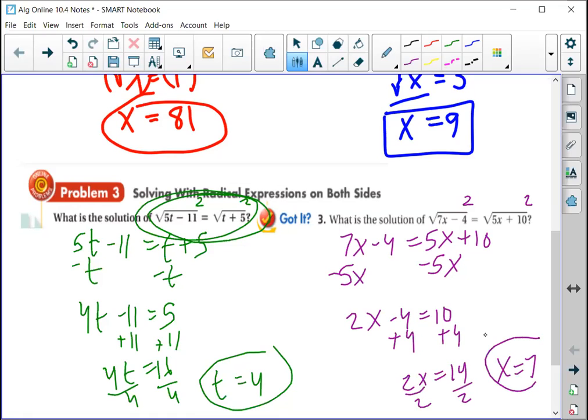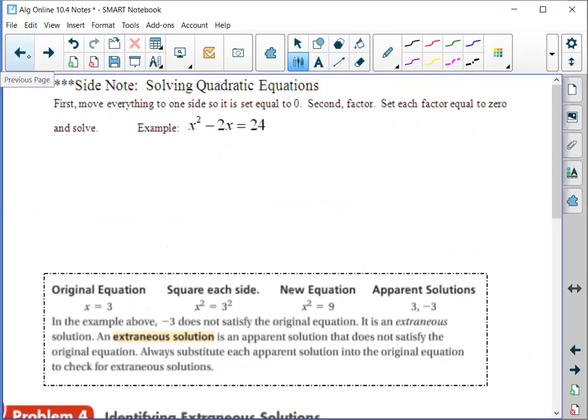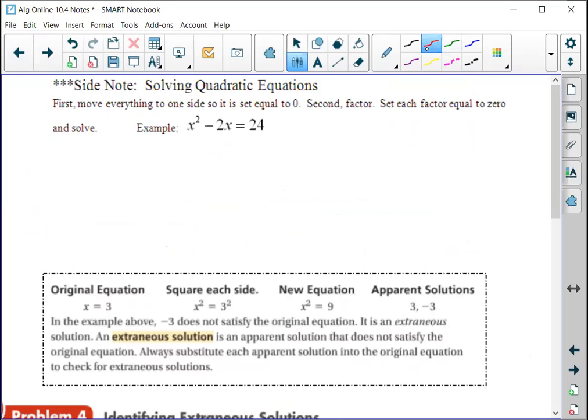And that's all we would have to do for that problem. So those are all of the more traditional types of problems. But now we're going to move on to some slightly more difficult problems, which involve quadratics. I want to remind you all about solving quadratics before I get started talking about the radicals involved.